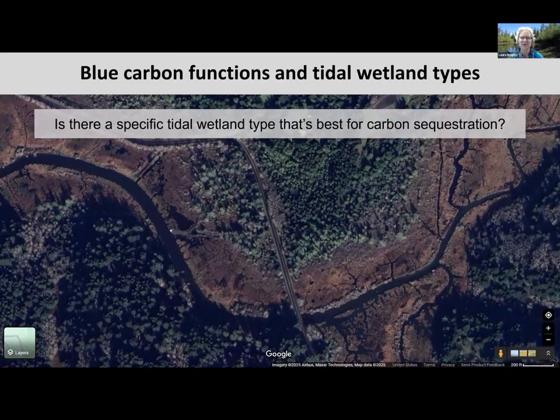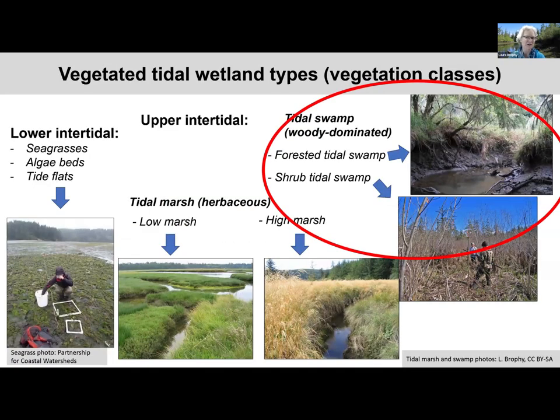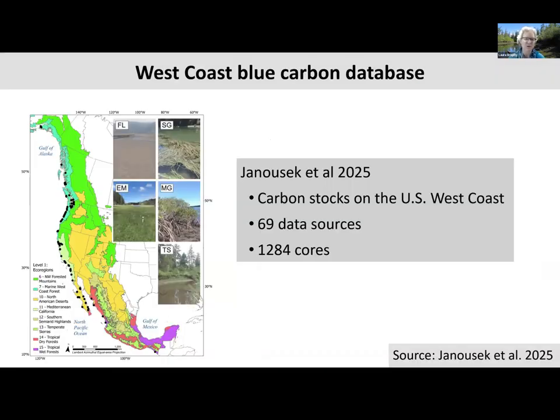So what about blue carbon now? We've talked about fish. Is there a specific tidal wetland type that's best for carbon sequestration? Well, first, we argue that all tidal wetlands are blue carbon ecosystems. We feel it's really important to recognize the major carbon sequestration functions of the lesser known tidal wetlands. And those include these woody-dominated tidal swamps, both shrub swamps and forested tidal swamps that I mentioned a few minutes ago. So Chris is going to talk to you more about this West Coast blue carbon database, Chris Janasek.